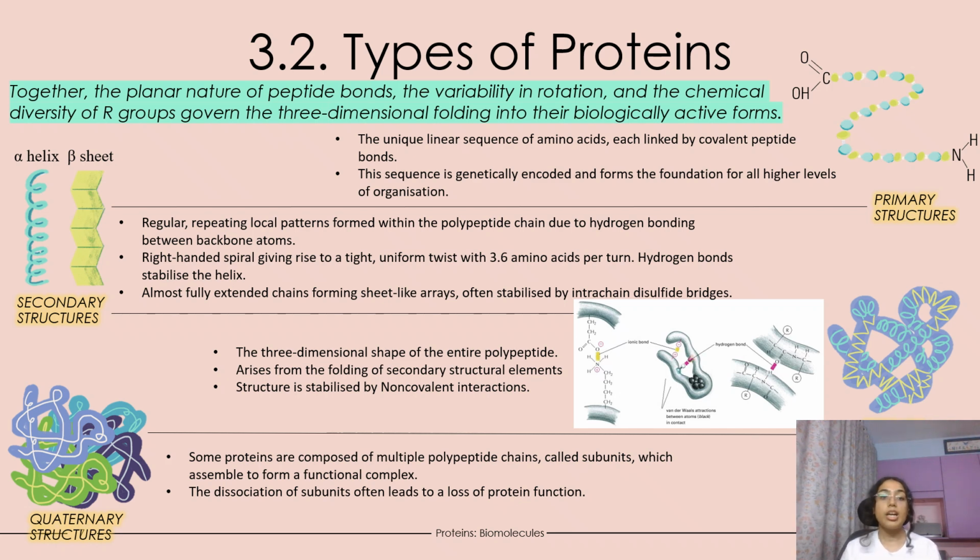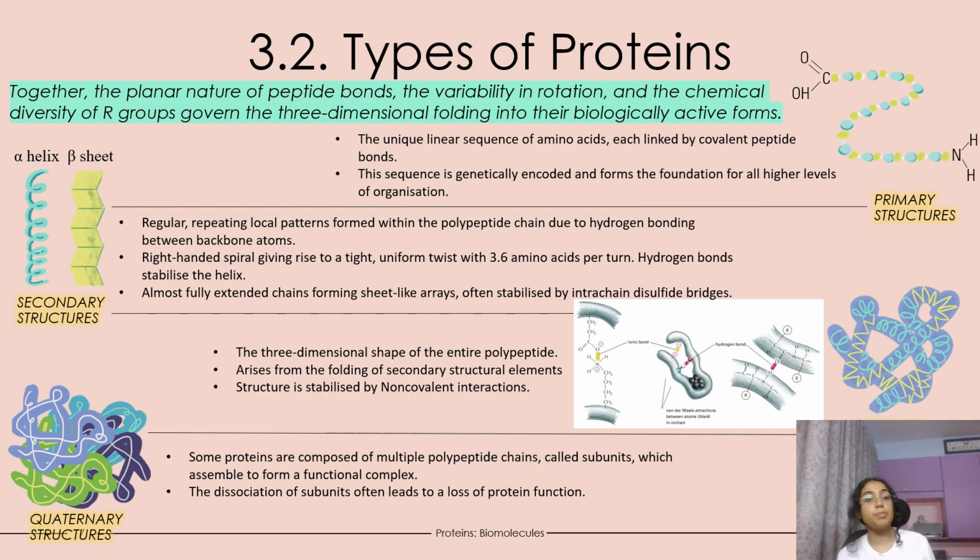Secondary structures. Regular repeating local patterns formed within the polypeptide chain due to hydrogen bonding between backbone atoms. There are two types. Alpha helix, which is the most stable and common conformation, examples including myoglobin and hemoglobin. They are right-handed spirals, giving rise to a tight uniform twist with 3.6 amino acids per turn. Hydrogen bonds stabilize the helix.